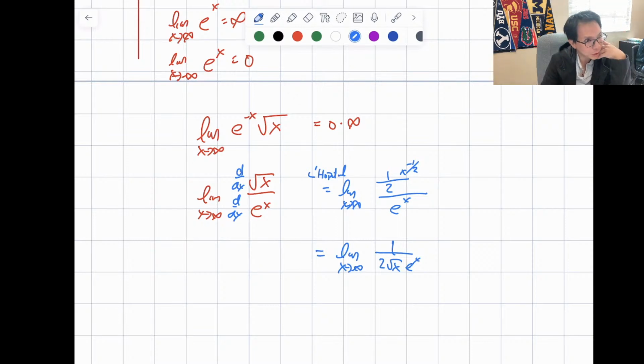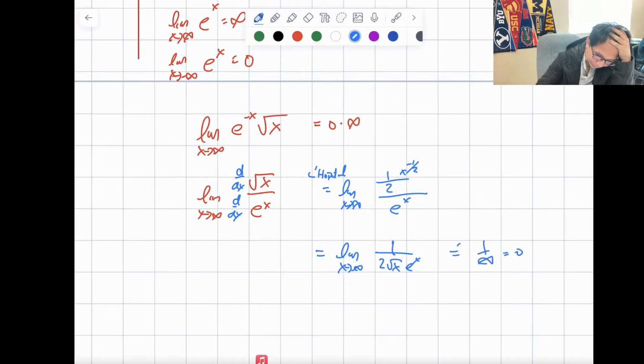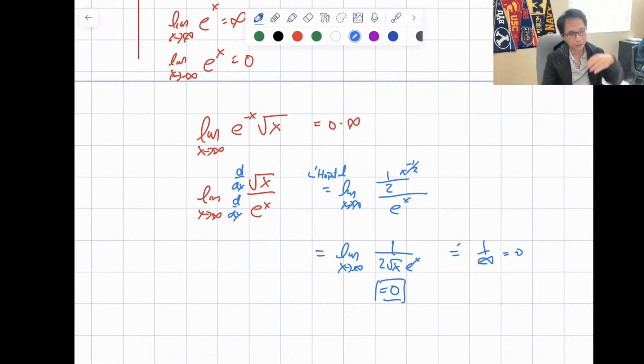What happens when they reach infinity? So when e to the x is on the bottom, it's just 0, right? It's just 0. Fairly easy.